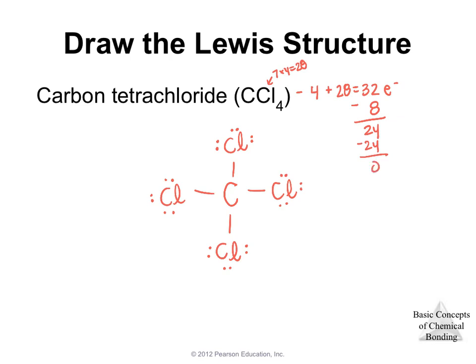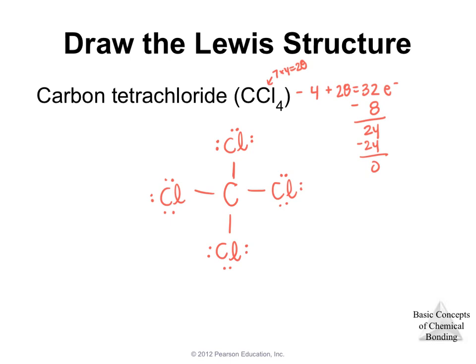So I want to do a quick check, make sure my octets are filled. So each of my chlorines have 1 bond, which is 2, plus 3 more sets of electrons. So 6 plus 2 is going to be 8. And then my carbon has 2, 4, 6, 8. So 4 bonds, 2 per bond, for a total of 8 electrons. So everyone in this one is happy. This is kind of the most straightforward.